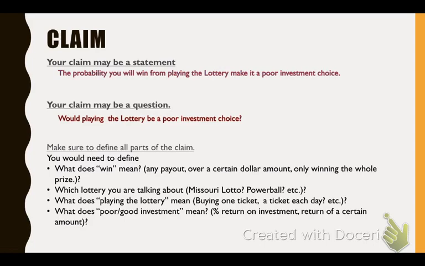Also, you would need to define what playing the lottery even means. Does that mean buying just one ticket? Or is it buying a ticket every week? Or buying 10 tickets at a time? You would also need to define in your claim what a poor or good investment means. Is that a certain percentage return on investment, or is it a return of a certain amount of money? So when you're making your claim, make sure you define all of the different parts of the claim, because that, again, will help you determine what evidence you need to gather.